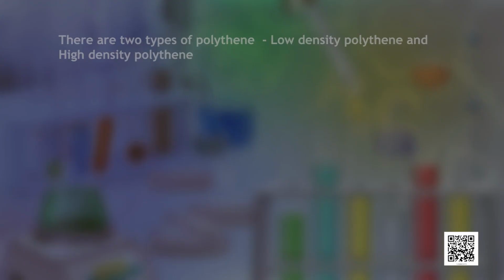Now, we will learn about the mode of preparation, characteristics and properties of some important addition polymers. An addition polymer that is used extensively in our daily life is polythene. So, we will first talk about the properties of polythene, and there are two types of polythene termed as low density polythene and high density polythene.